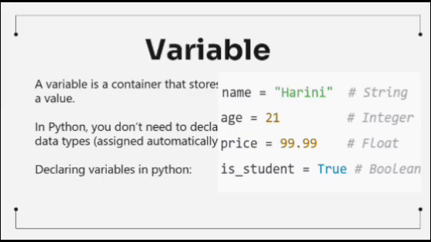Declaring variables in Python. So here variables are declared. Name is a variable, and it is assigned Harini. Age equal to 21. Price equal to 99.999. Is a student equal to true. So this is name equal to Harini.